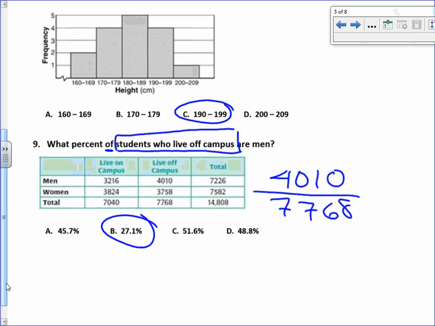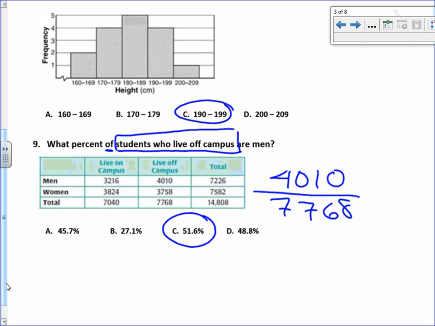Is it 51.6? I don't know. I didn't do the math. Okay, guys. Hold on. Let me check. I just trusted you guys to answer. So this is 4010 divided by 77. Yeah, okay, this is a good lesson. The answer for number 9 is indeed C.